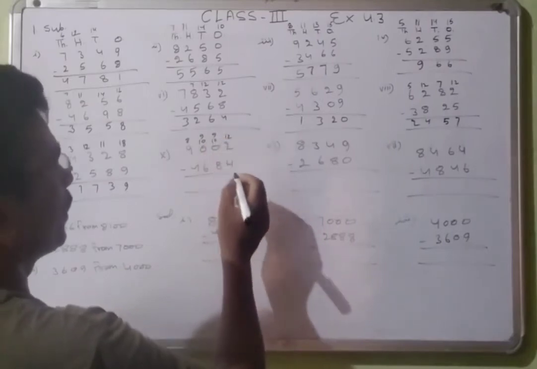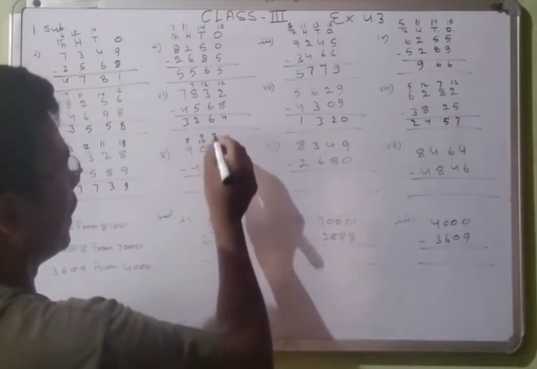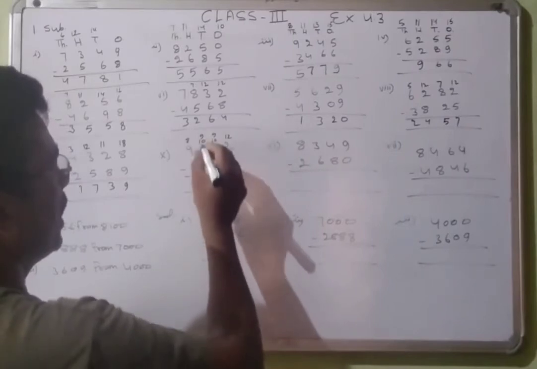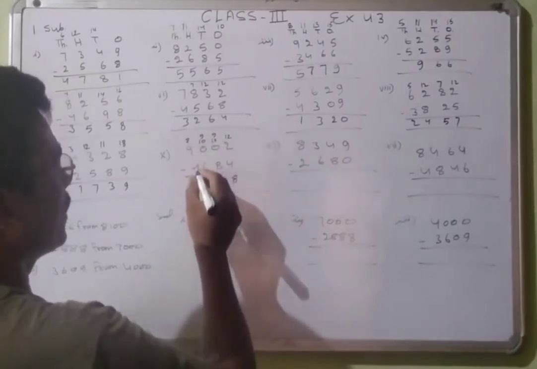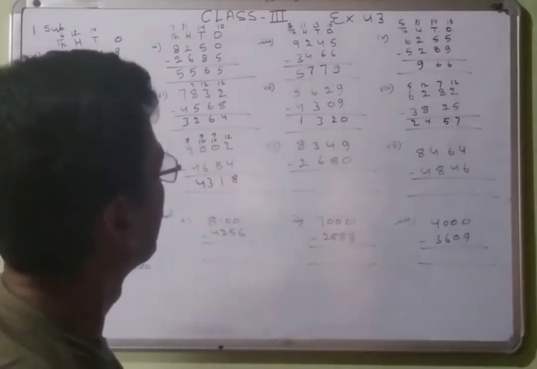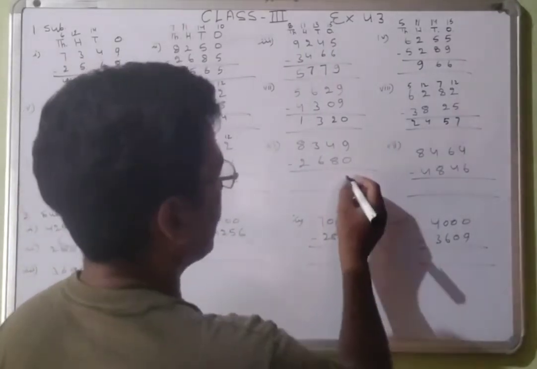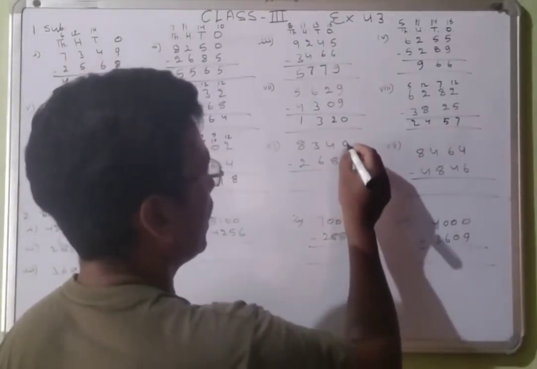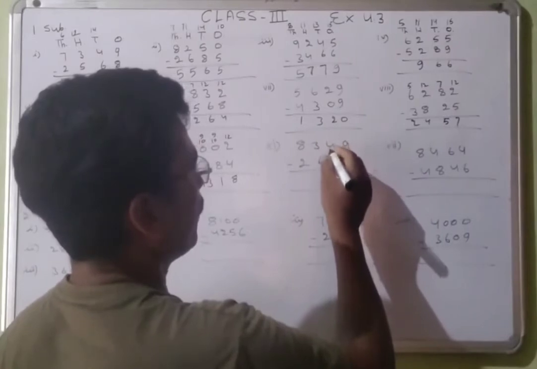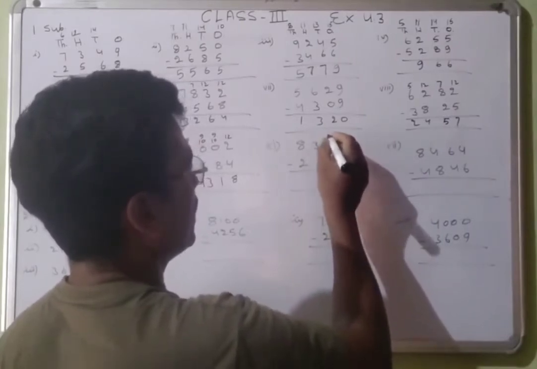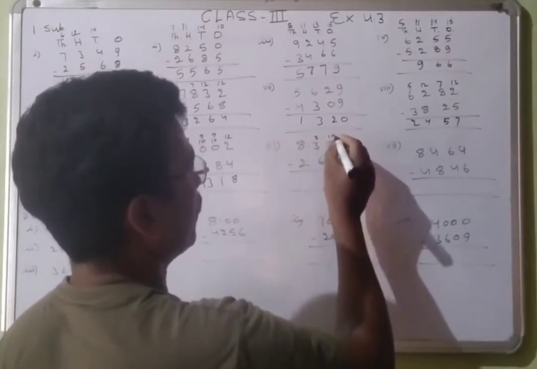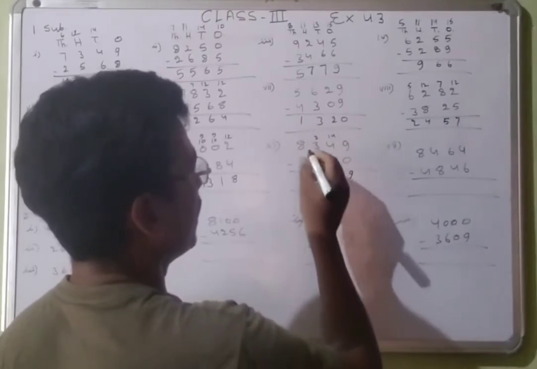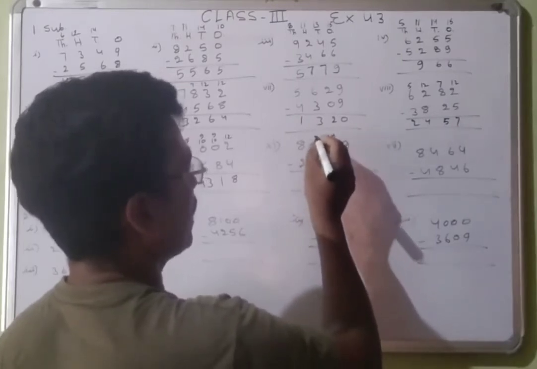So 12 less 4, 8. 9 less 8, 1. 9 less 6, 3. 8 less 4, 4. Now that is a 9. 9 less 0, 9. And then 4 less 8 is not possible. So by carry this will be 14 or this will be 2. 14 less 8, 6.